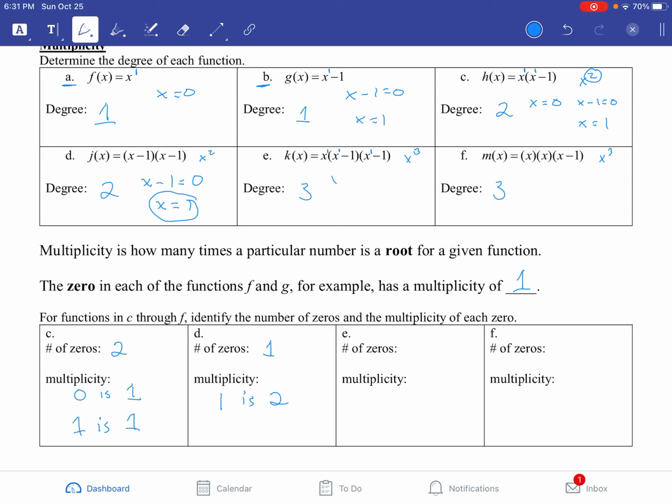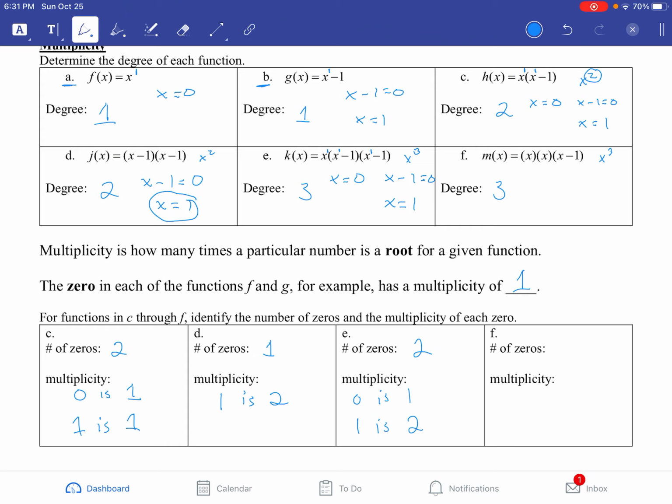Okay, for E, we have x equals 0 as one of the factors and x minus 1 equals 0 as the other. So we have x equals 0 and x equals 1. So how many zeros are there? There are 3 zeros. Actually, there's 2 zeros. 0 and 1 are the spots where the graph is going to be crossing the x-axis. But the multiplicity, okay, at 0, the multiplicity is 1 because there's only one answer at 0. But at 1, the multiplicity is 2 because there's 2 answers at 1.